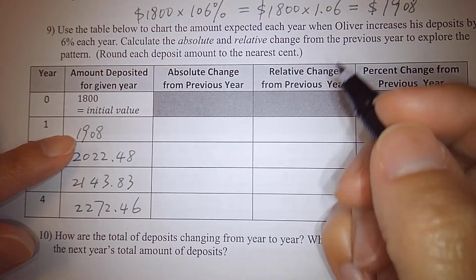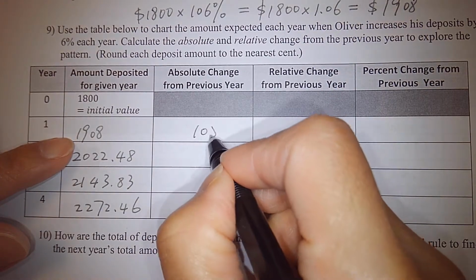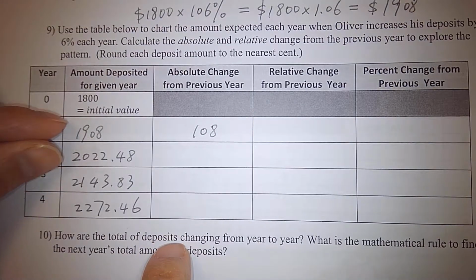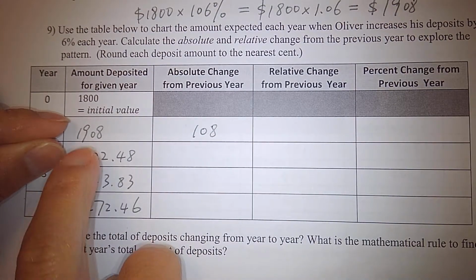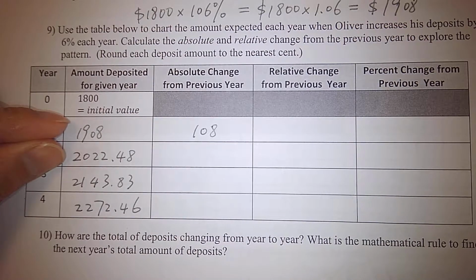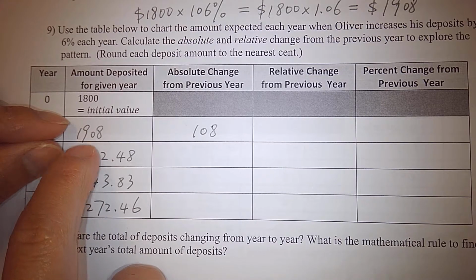What do you get? 108. 108, very good. Absolute change, new minus old. Do it, please. Use a calculator, do it. New minus old.